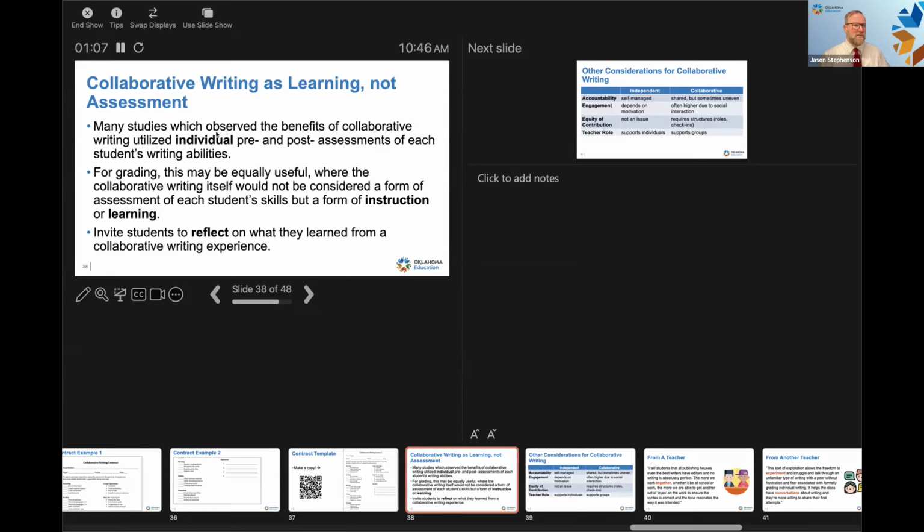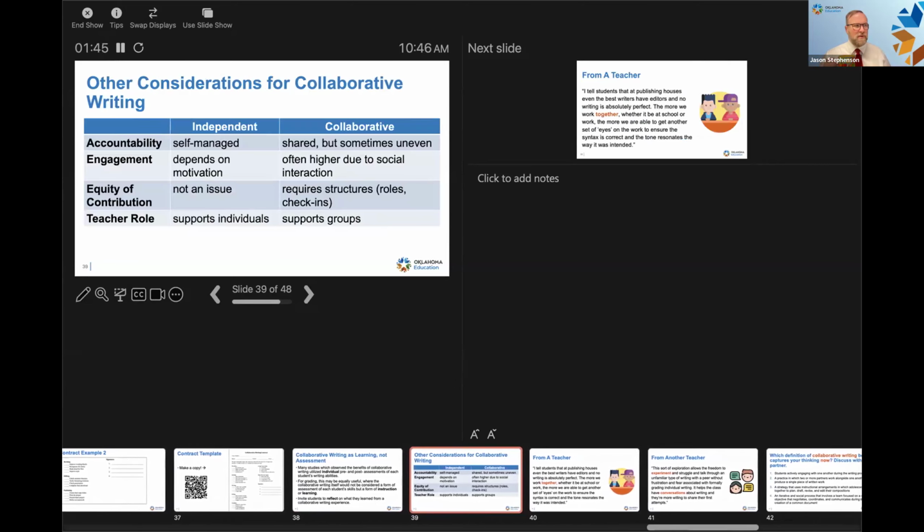What you could do is invite students to reflect on what they learned from their collaborative writing experience, and then that reflection could become an individual grade, and then you could also use some formative assessments and other ways to see where students' writing skills are. And that may also assuage the fears of students who are working in groups and feeling as if, well, I don't want my grade to be based on how good a writer someone else is that I'm paired with, but it's that working together itself creates that learning. And then some other considerations for collaborative writing.